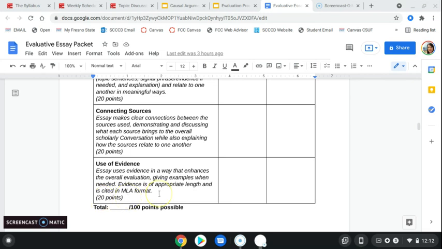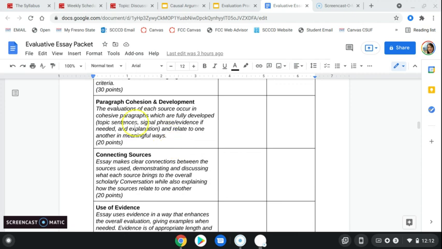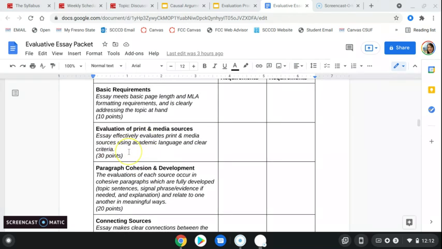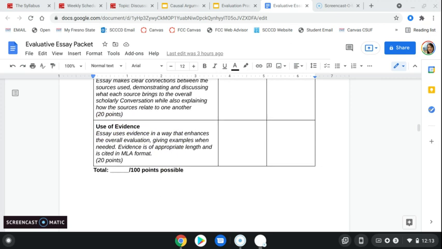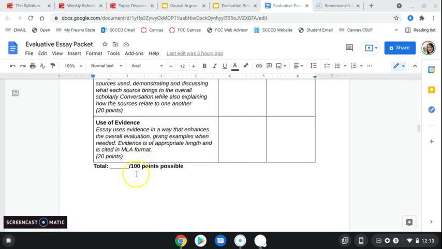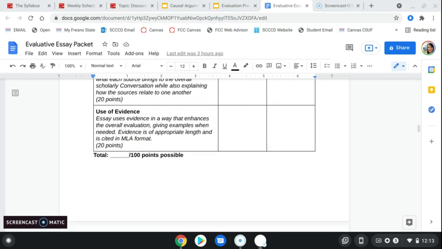So again, make sure that while you are connecting sources, developing your paragraphs, and completing your evaluation, you are using evidence throughout that process. So give examples, pull evidence from all of the sources that you're discussing, cite those appropriately, and make sure that you are using that quote sandwich method so that you're not just leaving quotes hanging, right? So your use of evidence is from you actually commenting on and explaining that evidence, not just throwing it in there. So that brings us to a total of up to 100 points possible, and that is the rubric I'll be using for this essay.